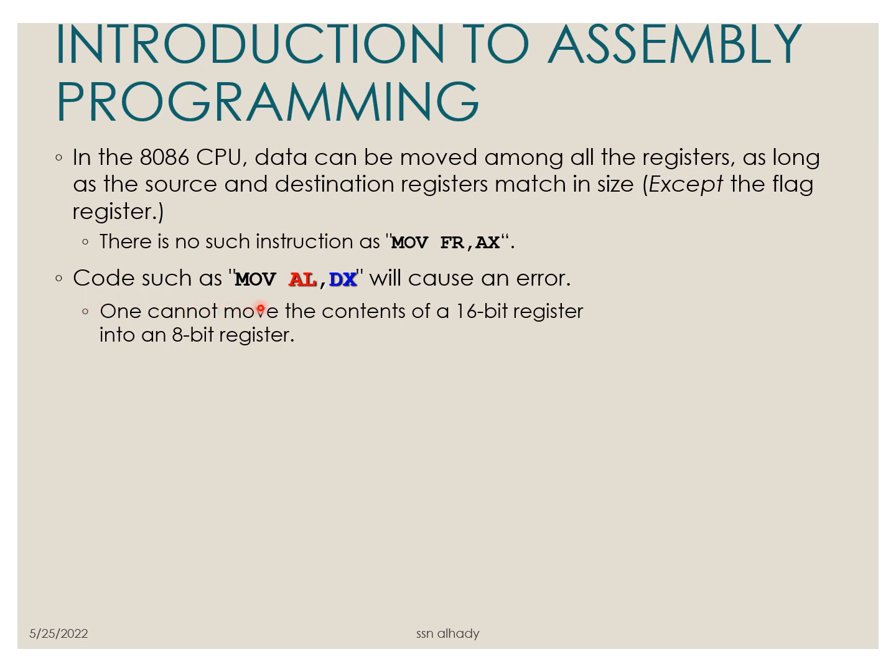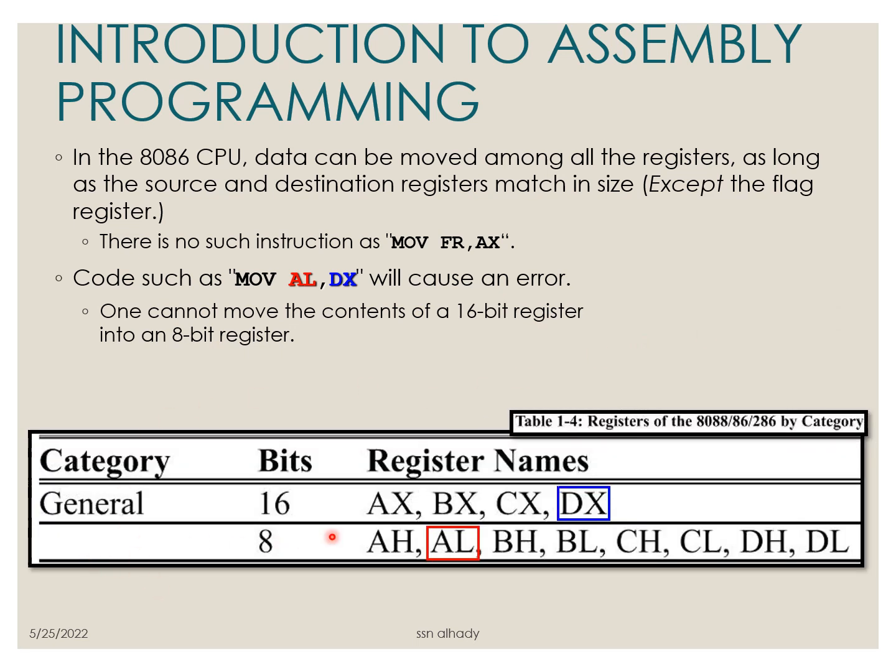Code such as MOV AL, DX will also cause an error. Why? Because DX is a 16-bit register while AL is an 8-bit register. So it will pop up a syntax error. One cannot move the content of a 16-bit register into an 8-bit register. It's not allowed. If you look here, DX is 16-bit, AL is an 8-bit register, so it's not allowed.